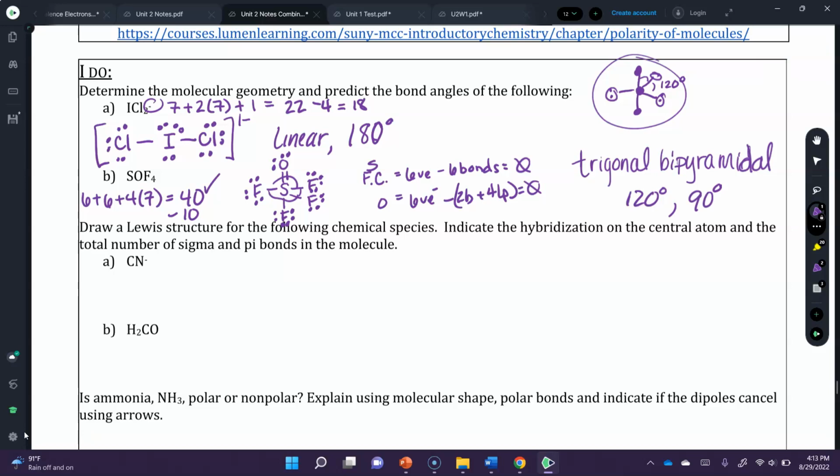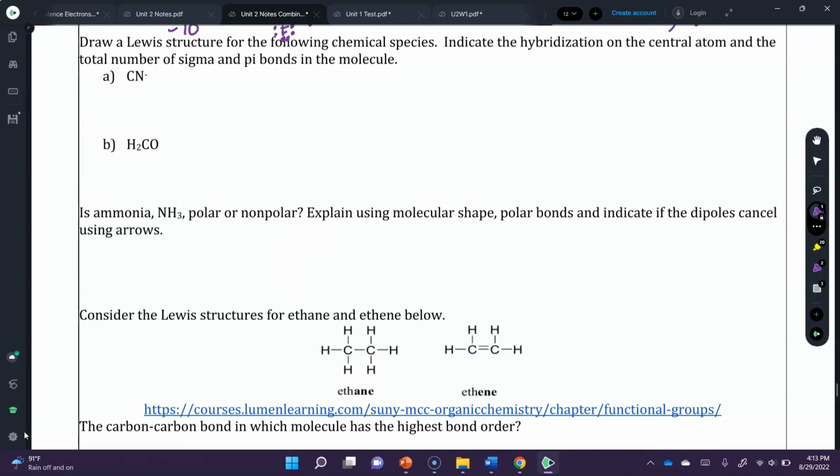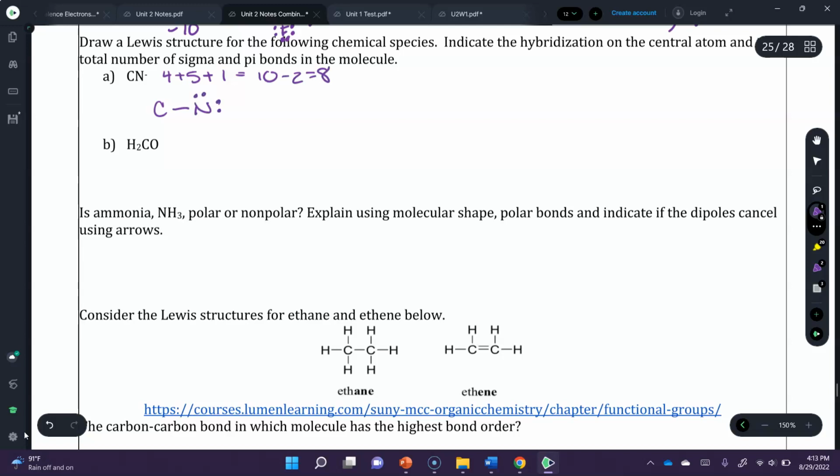Okay, another example. Draw the Lewis structure for the following chemical species and indicate the hybridization on the central atom and the total number of sigma and pi bonds in the molecule. So, well, hold on. Count, so 4 plus 5 plus 1 from the negative charge is a total of 10 electrons. Carbon is central, and it bonds to nitrogen, so we use 2, so we have 8 left. 1, 2, 3, 4, 5, 6, 7, 8.